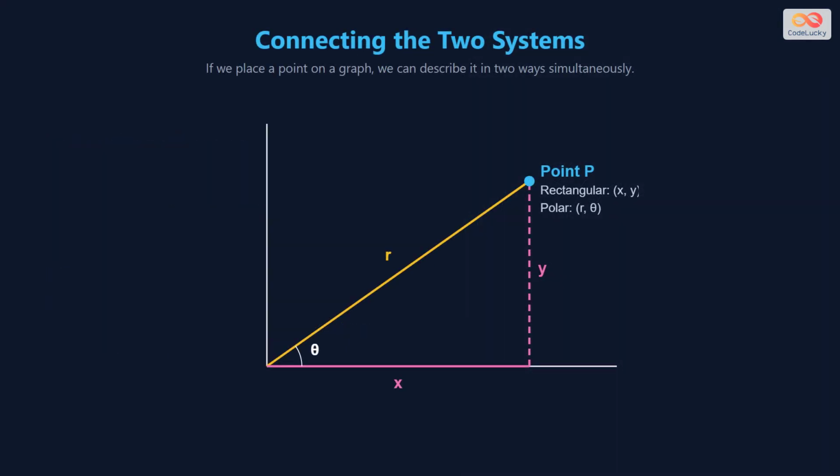The magic happens when we overlay these two systems. Imagine a single point P. We can describe its location using x and y, or using r and theta. As you can see, the distance r is the hypotenuse, and x and y become the legs of a triangle.